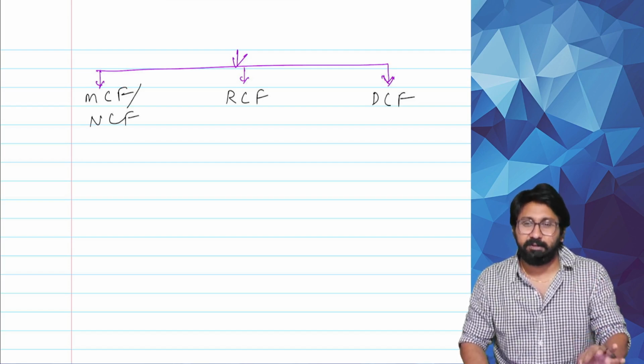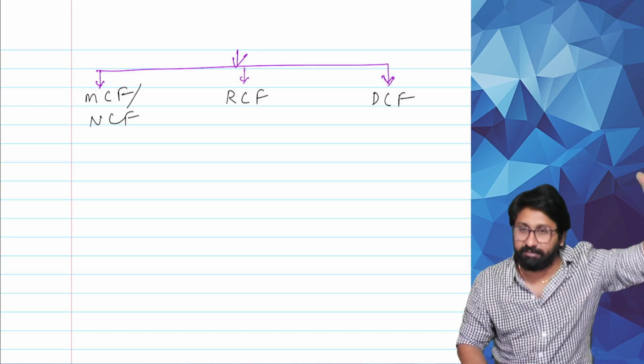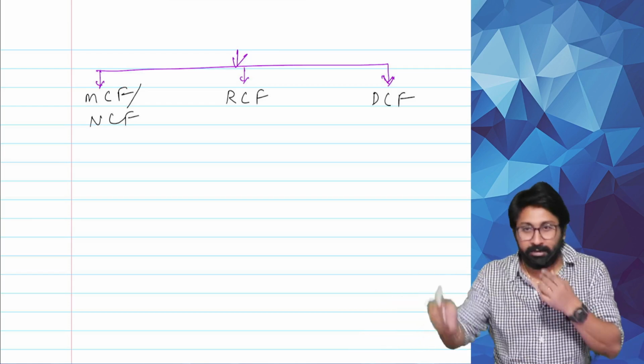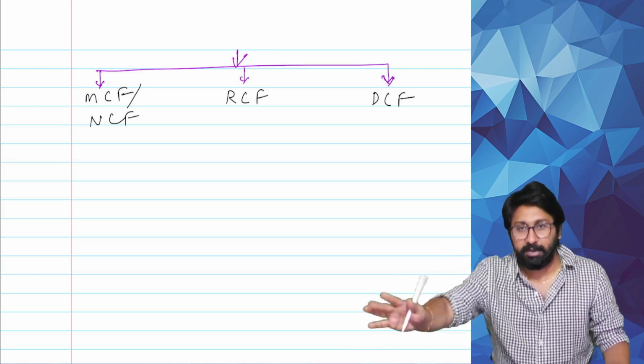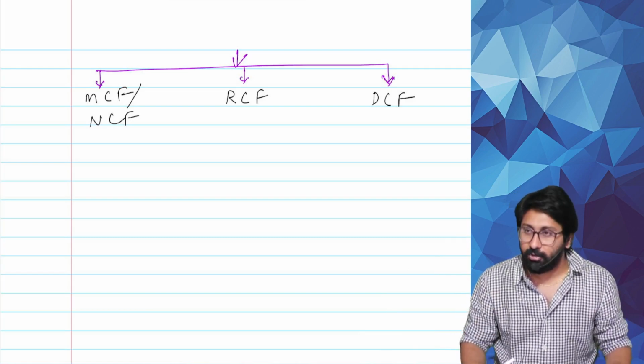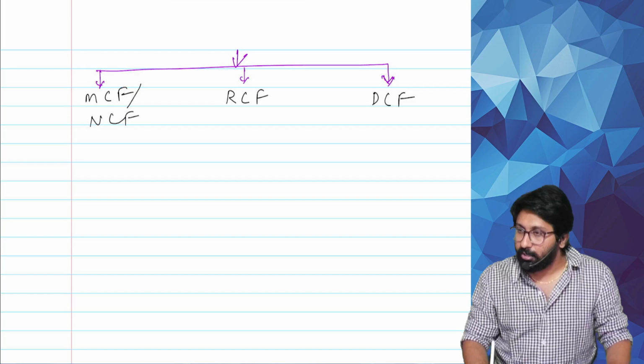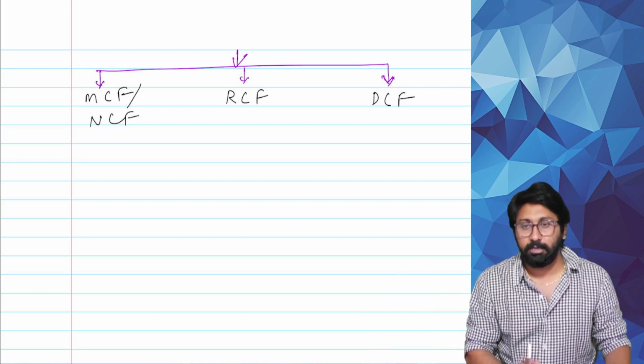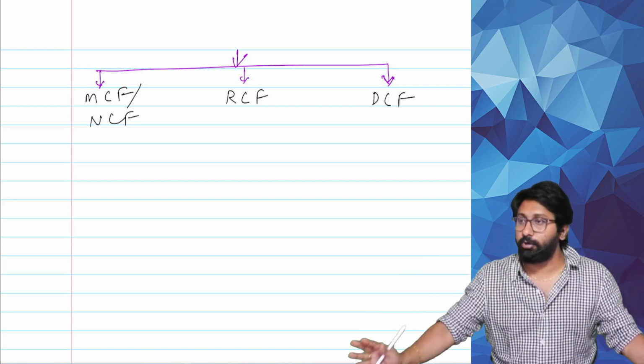In the exam, they will twist in all possible ways. They will give money cash flow, ask you to calculate real cash flow. They will give real cash flow, ask you to calculate money cash flow. They will give real cash flow, ask you to calculate discounted cash flow. They will give money cash flow, ask you to calculate discounted cash flow. Anything can come in the exam. We are going to do the problems on all.